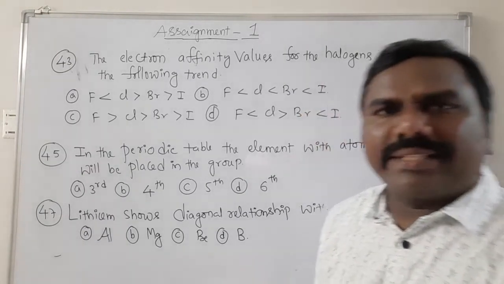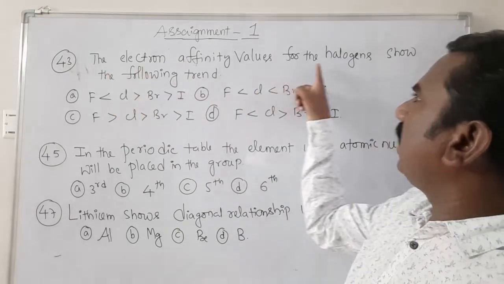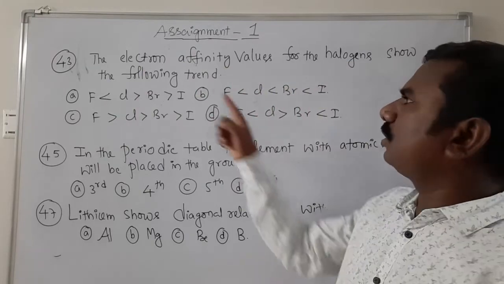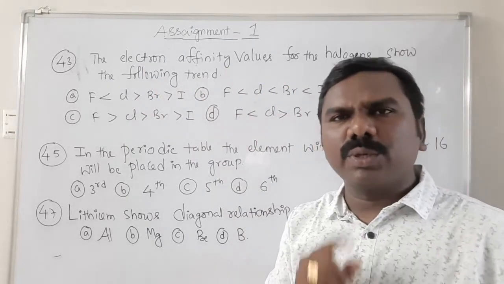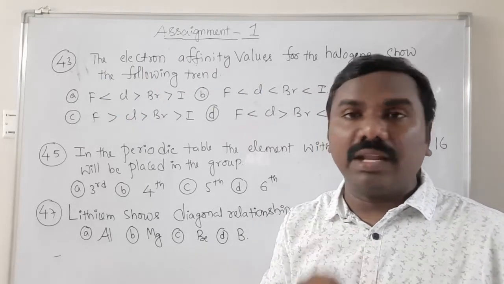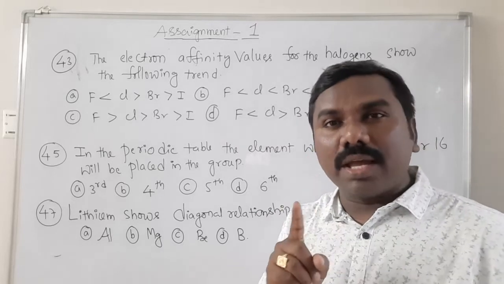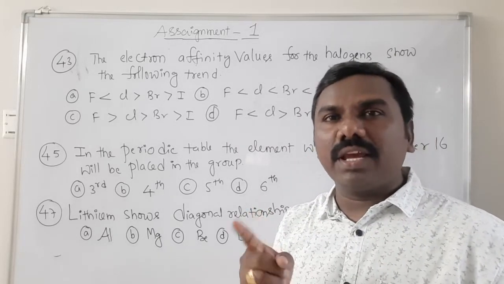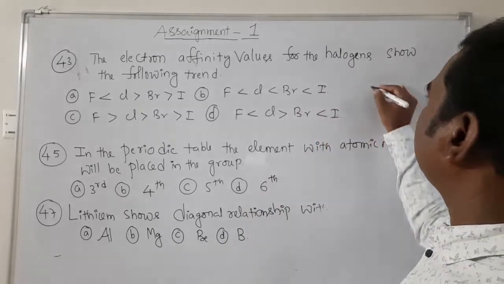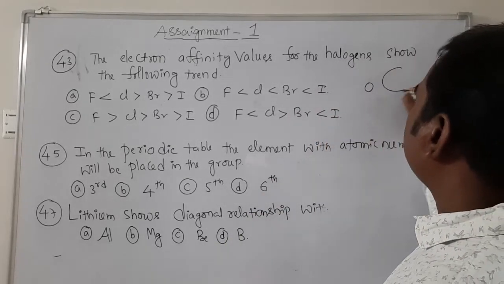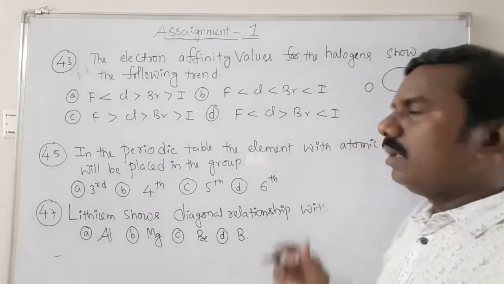Okay students, next bit 43. The electron affinity values for the halogens show the following trend. Very PUC question also, important PUC question also, even in the second year also, in halogen family. We read already, chlorine has more electron affinity than fluorine. Why? 2 marks question it is actually. So fluorine size is smaller actually. Chlorine size is a suitable size, also called optimum size.